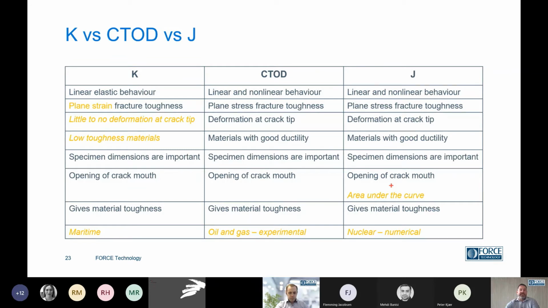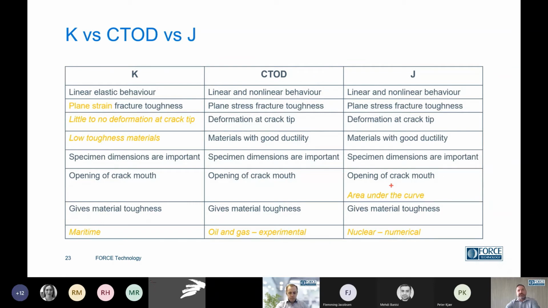And then CTOD, crack tip opening displacement, that was the oil and gas industry. And then they had some good experimental ways to do that. While the nuclear industry relied on numerical methods, but of course it also used the testing part, but their methods were more numerical, and it was for the nuclear industry.